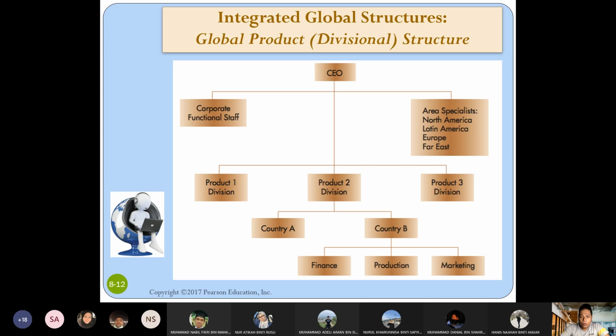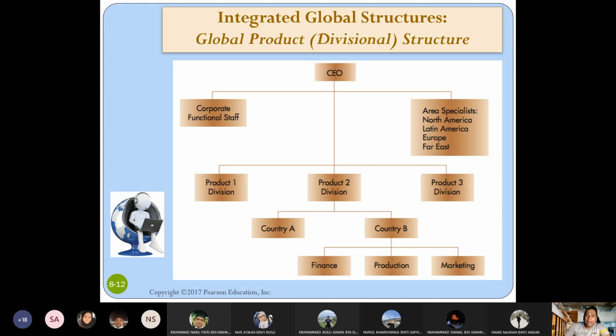If you look from here, they have the CEO, then the corporate functional staff, and then the area specialists: North America, Latin America, Europe, and Far East. Under the CEO they also have three types of products: product one division, product two division, and product three division. Under each product division, they have country A and country B. If they have more than two countries, maybe country A, B, C, D, and others. Again, each country has its own departments: finance, production, marketing, maybe HR, maybe IT, and so on. So if an organization uses a structure like this, it focuses on the product, which is the global product divisional structure.